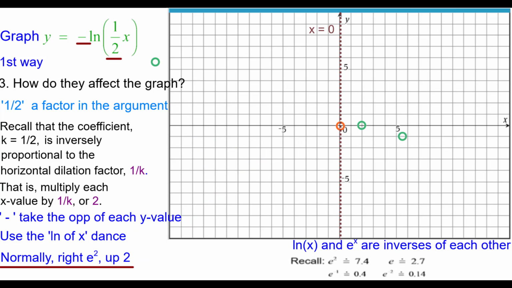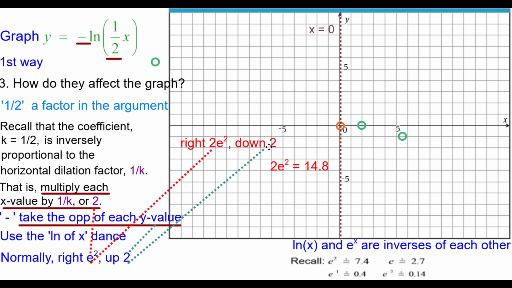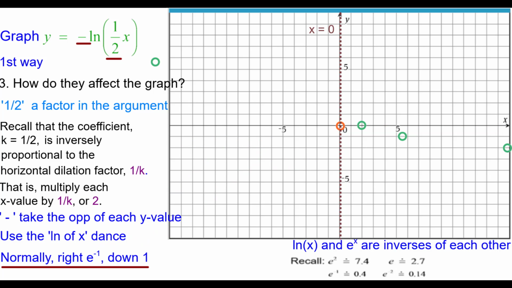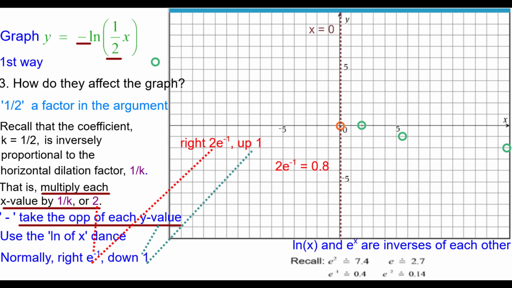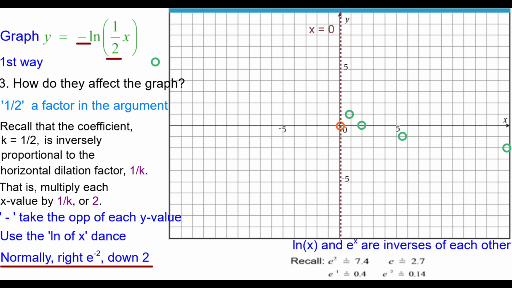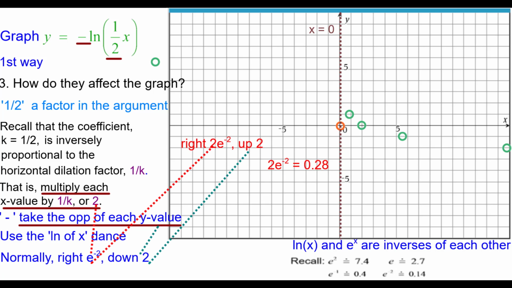Next step is right e squared up 2, but it's going to become right 2e squared down 2, and doubling 7.4 is 14.8. Right e to the negative 1 down 1, doubling that will be 2 times e to the negative 1 up 1, which is about 0.81. And finally, right e to the negative 2 down 2 is our normal dance step, but it's going to be right 2e to the negative 2 up 2. 2e to the negative 2 is about 0.28.